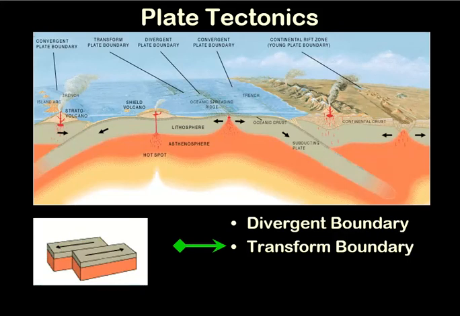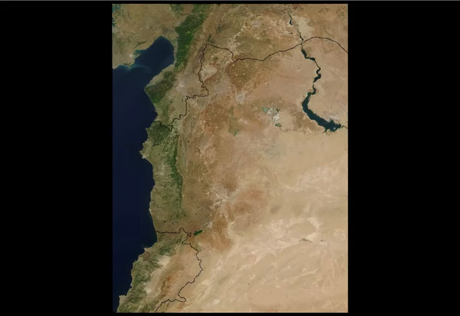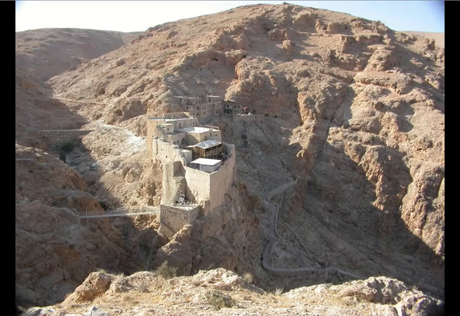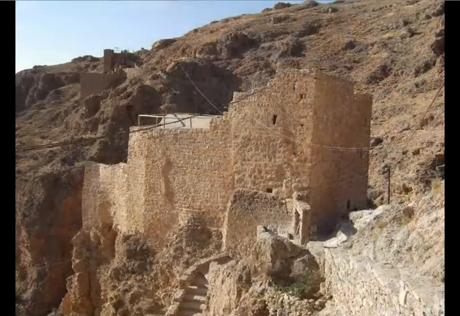Another type of boundary is called a transform boundary, where you have two plates going past each other. This actually happens in Syria, where one side of Syria is going north and the other side is going south. This is what happens at the monastery where I worked in Syria, Deir Mar Musa. If you look at where this red line appears, you can see there's this crack that goes down. This is part of this massive faulting system, and an earthquake did a great deal of damage to the monastery.